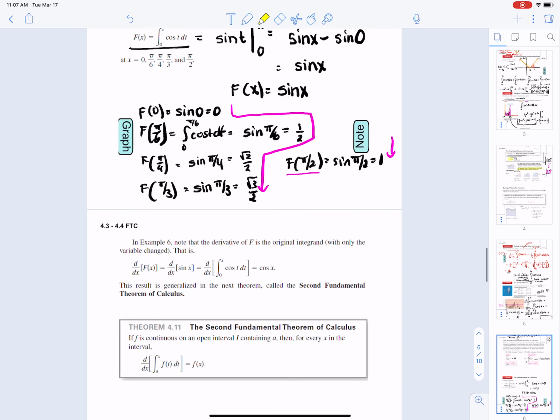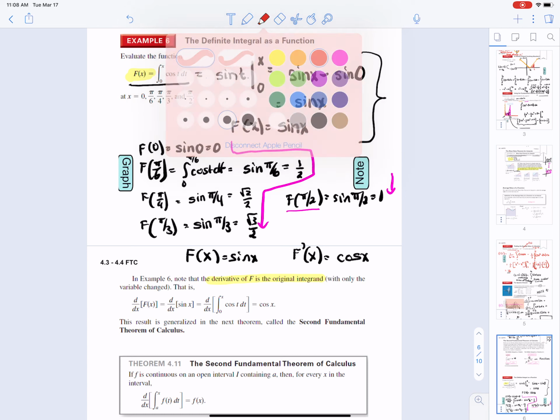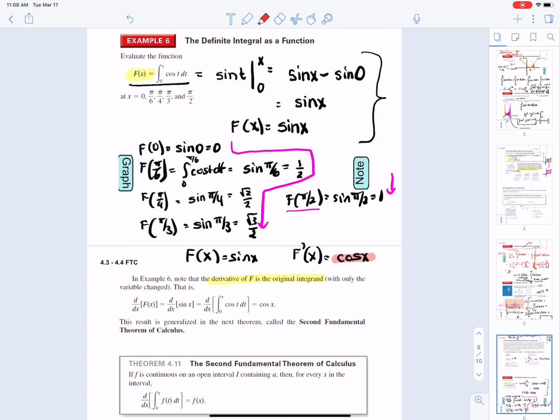Now, when you look at this, it says that the derivative of f is the original integrand. So if I were to take f prime of x, well, we figured out f of x was sine x by doing all of that work. And then we know that the derivative of sine x is cos x. So what they're asking you to notice is that this cos x is no different than seeing this cos with the x being subbed in from the top.